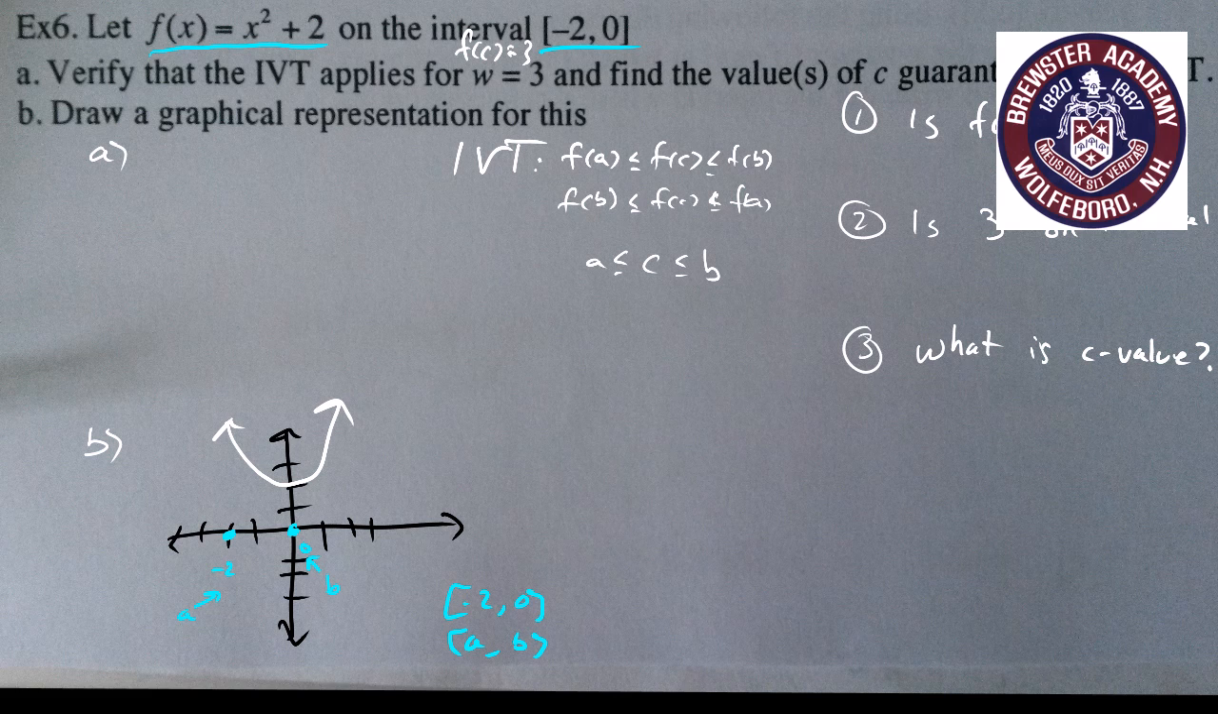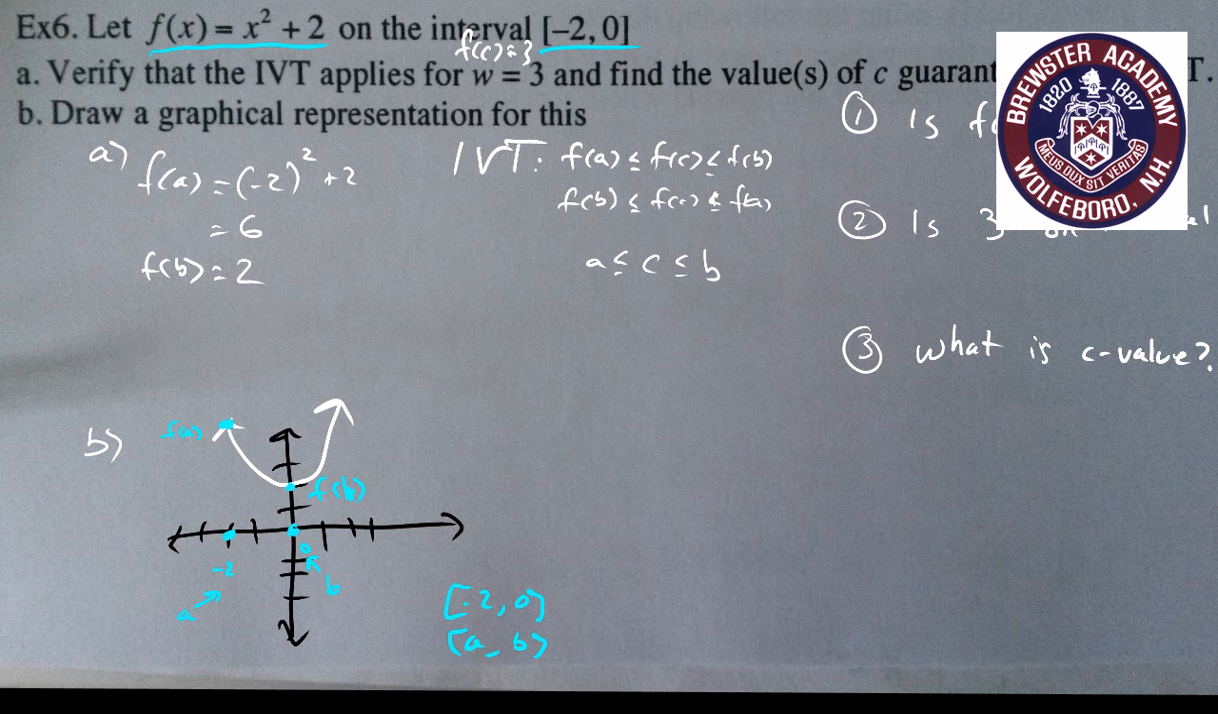Then our f of a is going to be the function value at negative 2. So what is f of a? f of a is equal to negative 2 squared plus 2, which equals 6. So if we plot that, 1, 2, 3, 4, 5, 6, we have 6 up here. This is our f of a value. And then our f of b is going to be 0 squared plus 2, which is 2. So if we plot that, we now have our f of a, our f of b, and our a and our b terms.